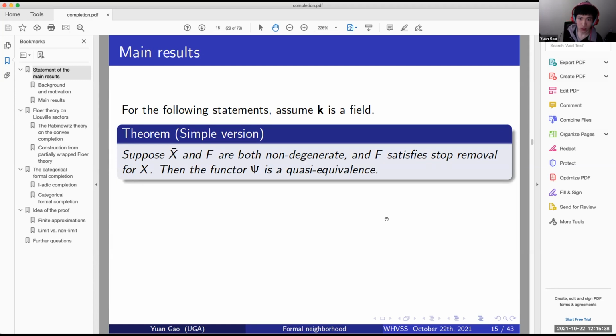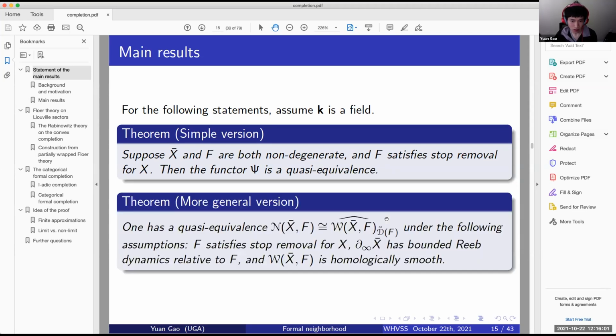The main theorem is the following. Here we're going to assume that our K is a field. The simple version is that if we just assume that both the Liouville manifolds X bar and F are non-degenerate, then the functor above is an equivalence. But it turns out that we don't actually need non-degeneracy for the Liouville manifolds. It suffices to assume that the boundary at infinity of X bar has boundary group dynamics relative to F. And unfortunately, you still need some smoothness on the partial graph category.